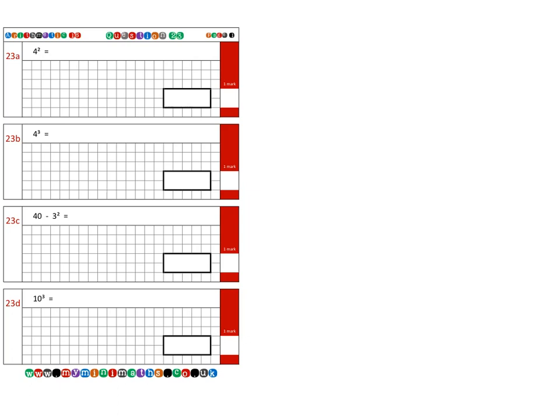And today we're going to be looking at powers, also sometimes known as indices. So on to the first question, question 23a, which is 4 squared.